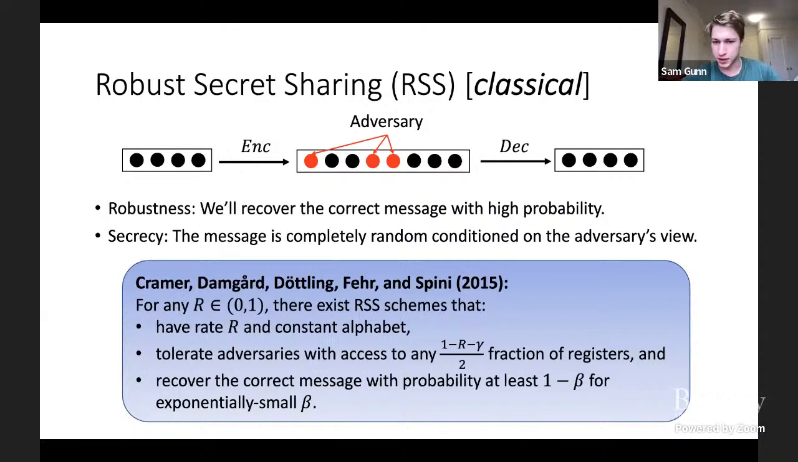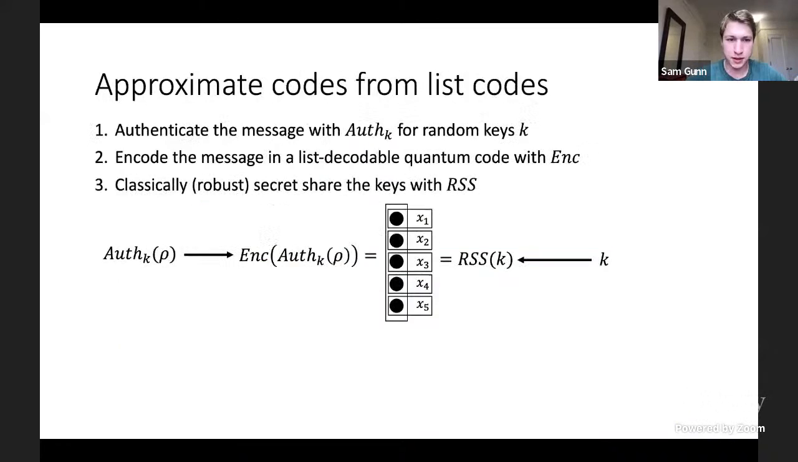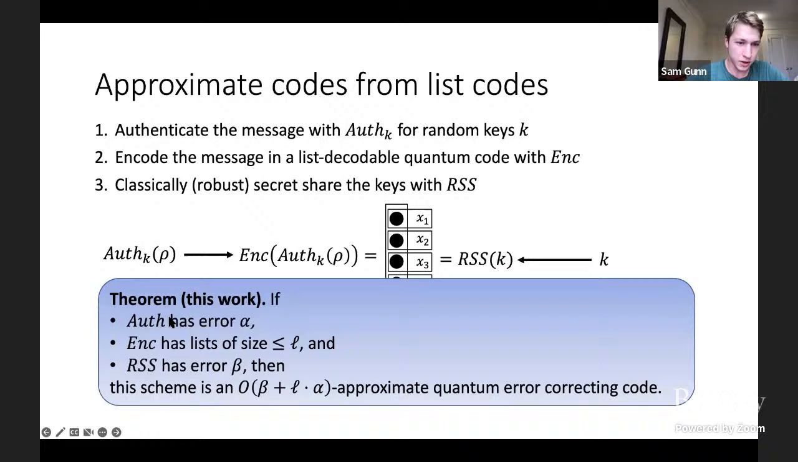So yeah, I won't get into these parameters, but they'll be good enough. So we're turning to our construction. Now, once we have a good authentication algorithm, a good robust secret sharing scheme, and a good quantum list decodable code, we can stick them all together in this way, and we'll get a good approximate quantum error correcting code.